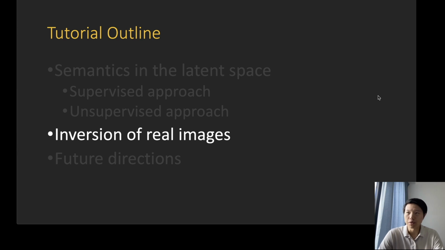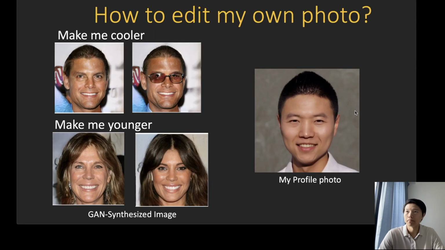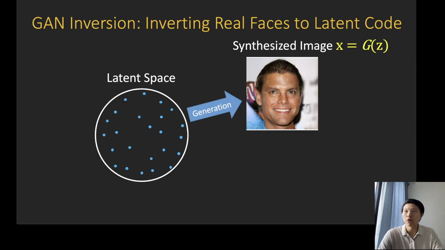Okay, so let's move into the second part. I will introduce inversion of real images. Previously, I talked about how we can use a latent space to edit the synthesized image. We can make a synthesized image look cooler and also change the age of the synthesized image to make this photo look younger. But what we really want is to edit our own image. Here I show you my previous profile photo. Luckily, after I became a faculty member, I got more hair. But for this profile image as an example, I want to edit my own photo. So we have this issue of GAN inversion.